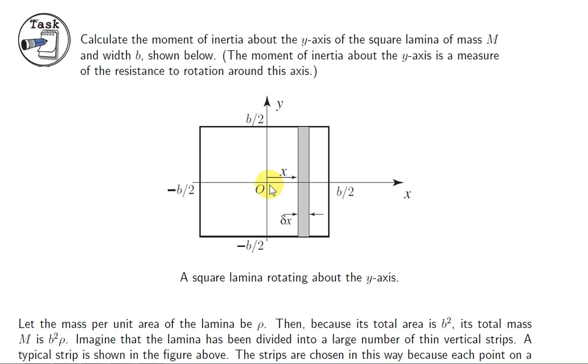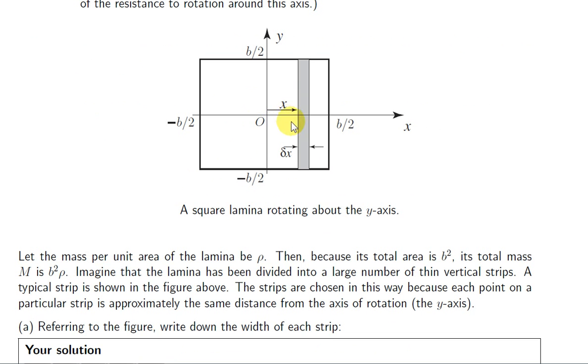Since the square is centered at the origin, the coordinates of this point here is b over 2, the coordinates of this point is minus b over 2, etc. Now we're dealing with a uniform lamina, so let its mass per unit area be rho. So the mass of an area of 1 unit is rho, but its area is b squared, so the mass of an area of b squared is b squared times rho.